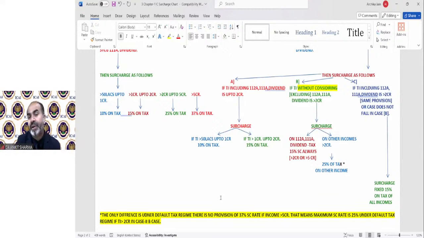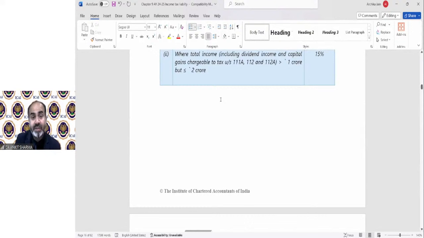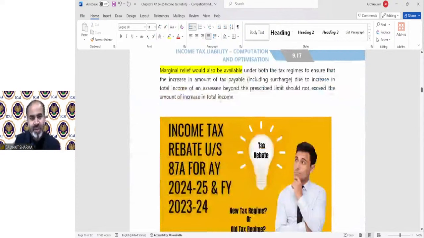Okay. So this is the provision by which you can understand the surcharge concept. You need not read this table, etc., because it's quite confusing to understand when to apply what kind of surcharge rate. Kindly go through the chart presentation. You will be able to understand when to apply what surcharge rate. So these all are surcharge provisions. Marginal relief would also be available under both tax regimes.